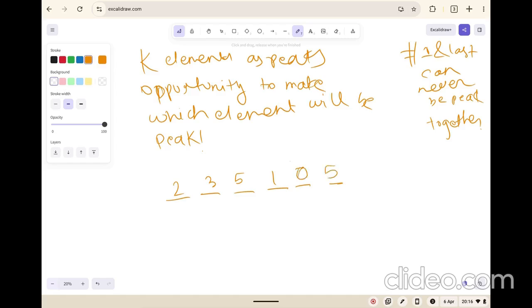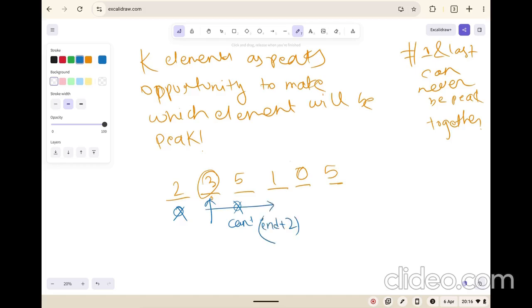So now you have the options: do you want to make this one a peak? If you make this one a peak, there is a restriction, as we have seen. Because if we make this element a peak, then this element can't be a peak, neither can this be a peak. So we will simply move index plus 2, whatever the index is.